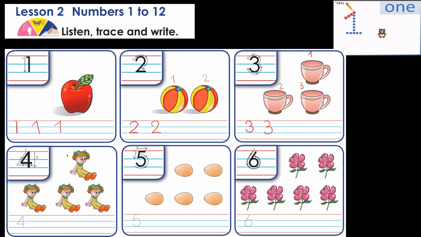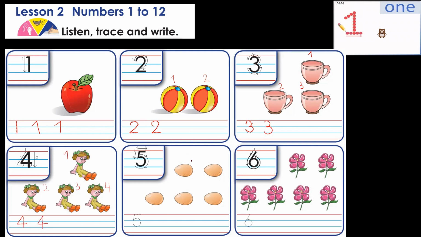Now we are going to go on to the next one. What do you see here? Do you see dolls? Dolls. Very good. How many dolls are there in here? 1, 2, 3, 4. How many dolls are there? 1, 2, 3, 4. Can you write down 4? Down, cross, down, 4.